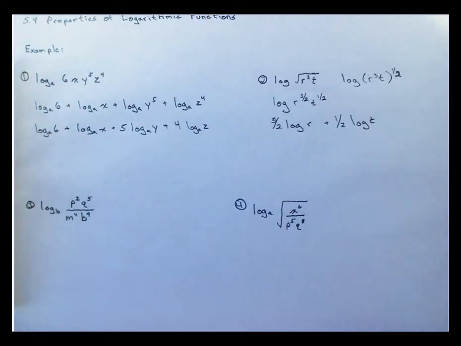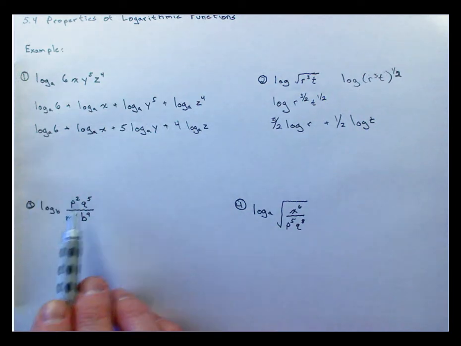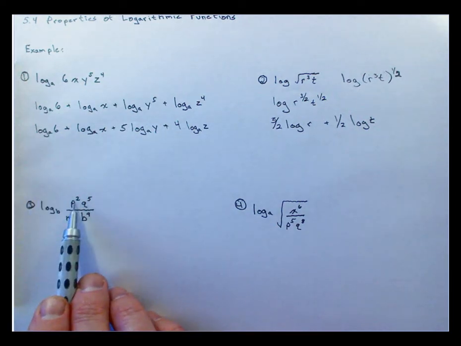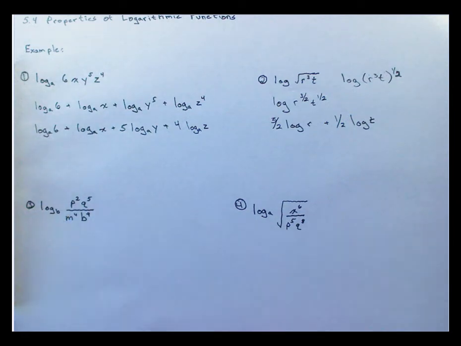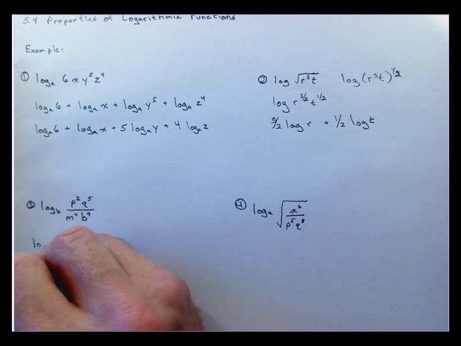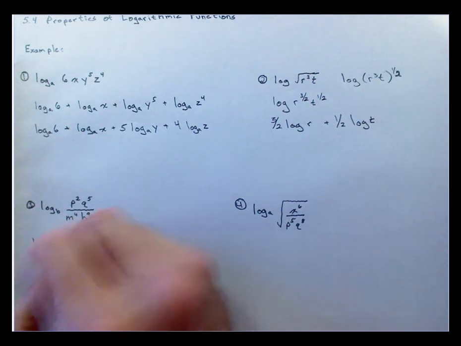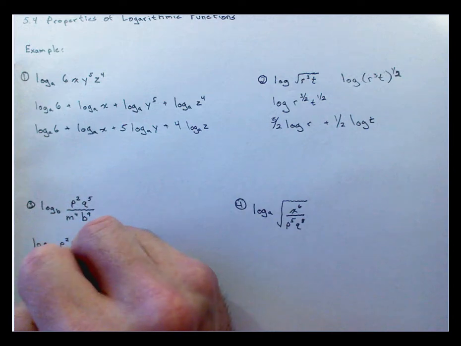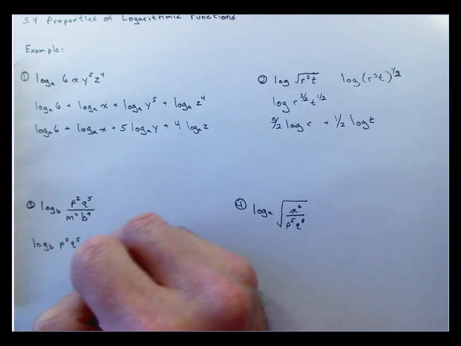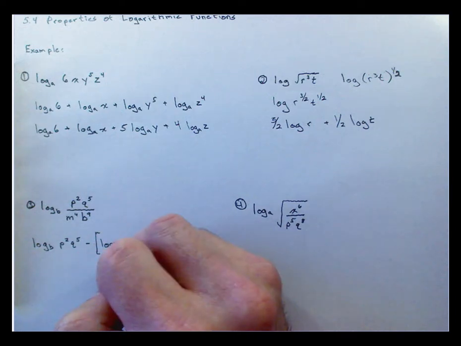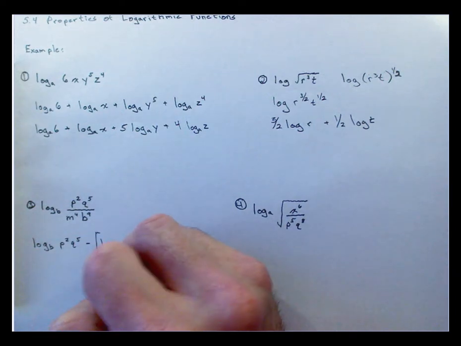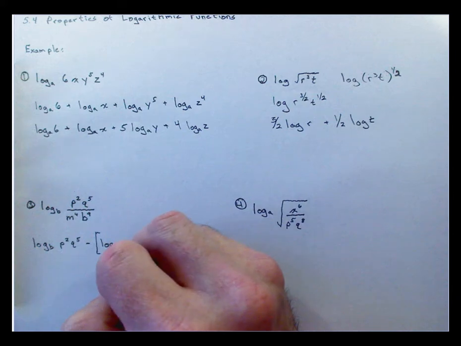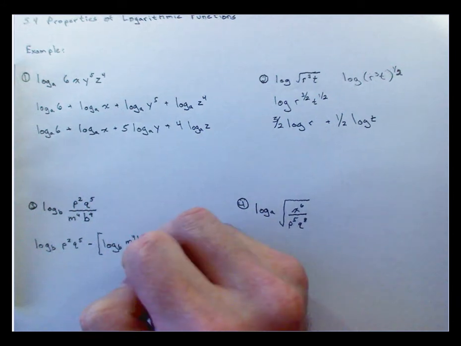Alright, so now we're really mixing it up. I have some power rules, I have some product rules, and then I have the quotient rule. I'm going to go ahead and do the quotient rule first. What I will say is the log base b of p squared q to the fifth, minus, I'm going to bracket that in, the log base b of m to the fourth b to the ninth.